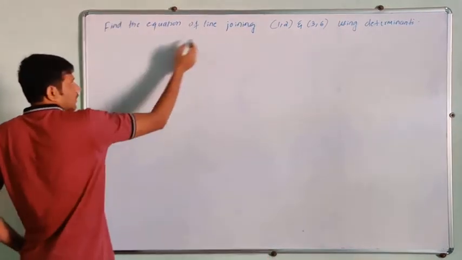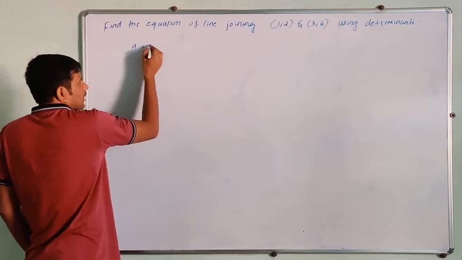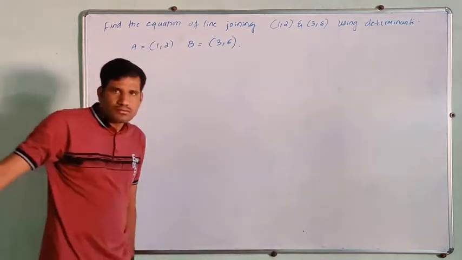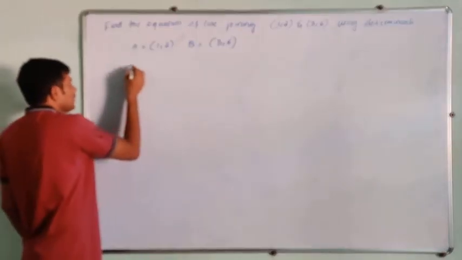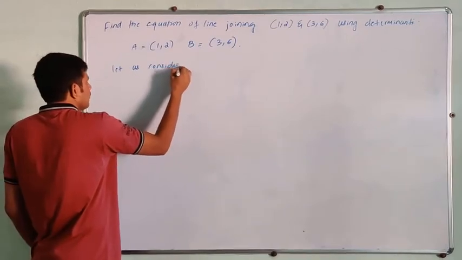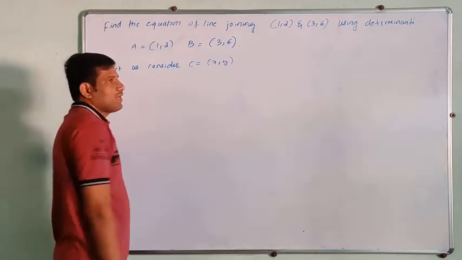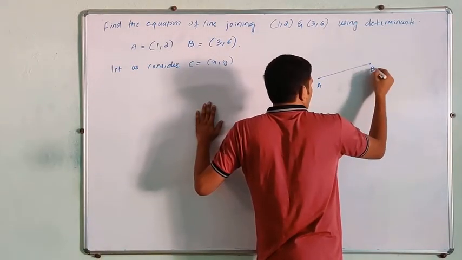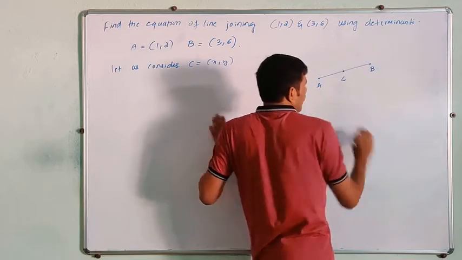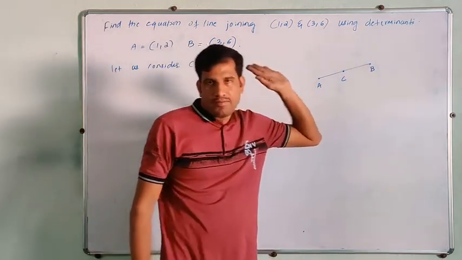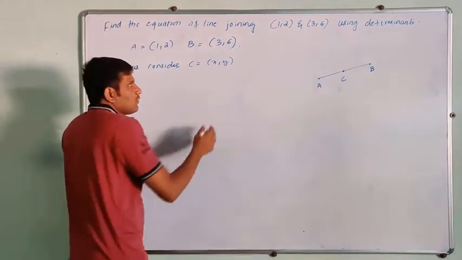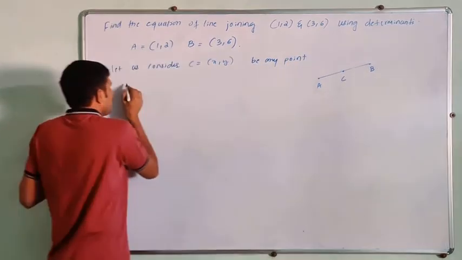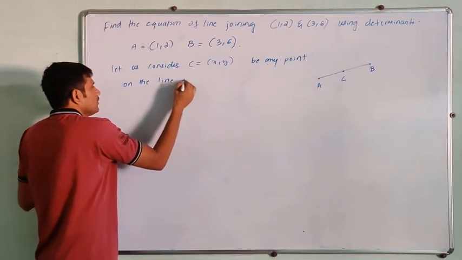Take the two points as A and B, that is A as (1, 2) and B as (3, 6). Right? So I will consider C. Let us consider one more point. Already A and B are here, so this is point A and this is point B. I will consider one more point C on the same line joining A and B. Let us consider C is equal to (x, y), be any point on the line joining AB.